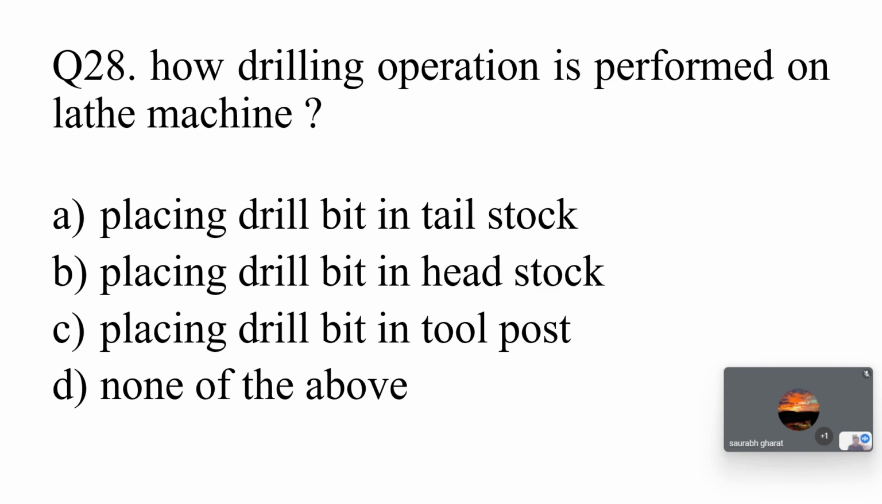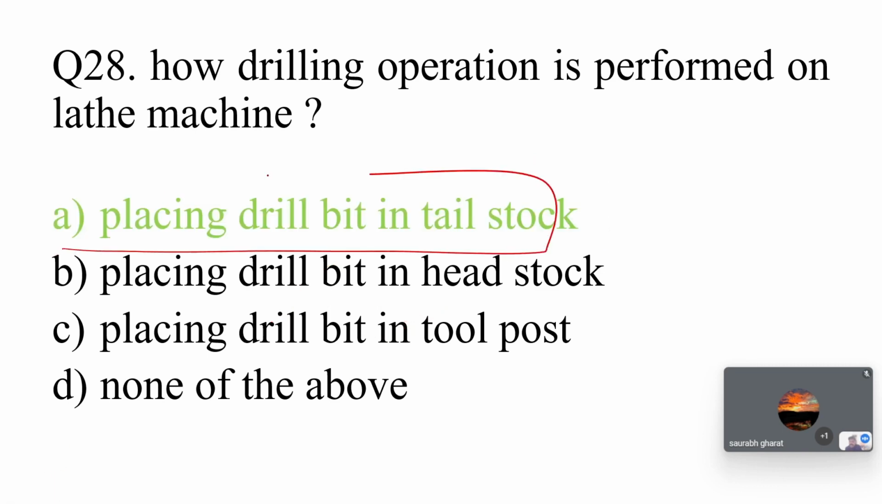If you know the lathe machine, how is drill operation performed on lathe machine? Placing drill bit on a tailstock, placing drill bit on a headstock, placing drill bit on tool post, or none of the above. Drill bit in headstock is wrong because you have to place the shaft there. Drill bit in tool post is way wrong. So placing drill bit in tailstock is the correct answer. In the tailstock you use a drill bit to do the drilling operation in lathe machine.